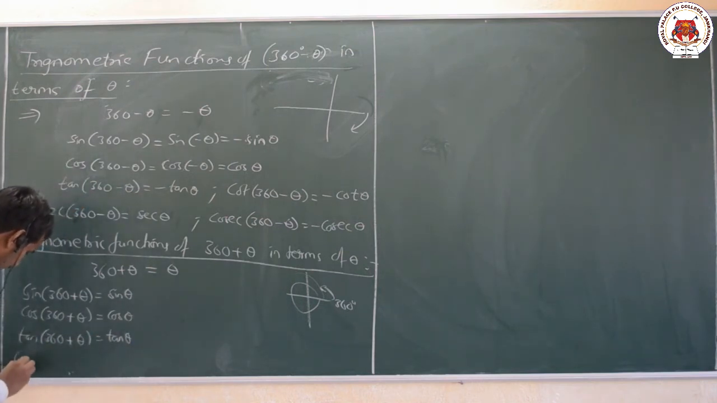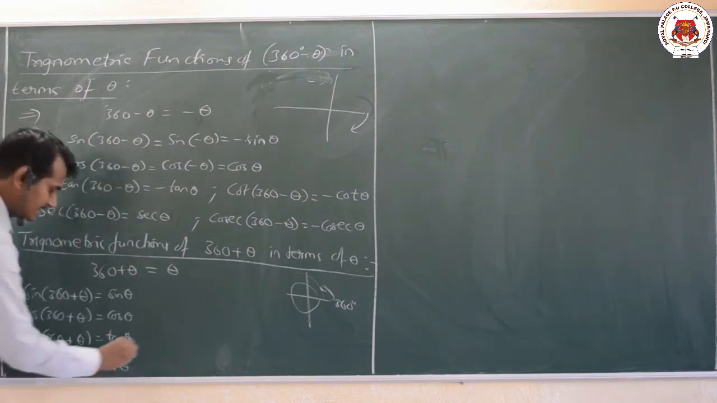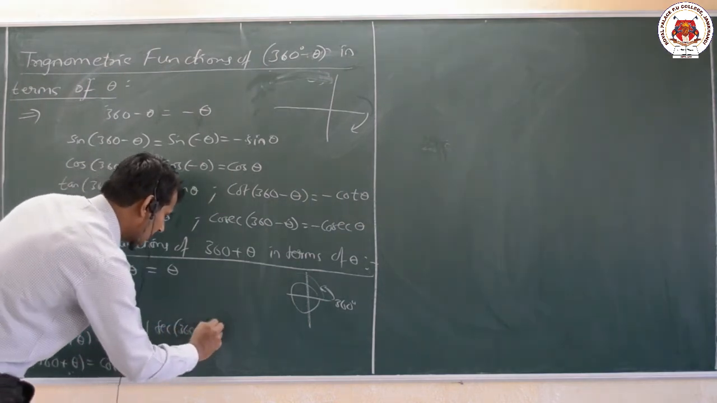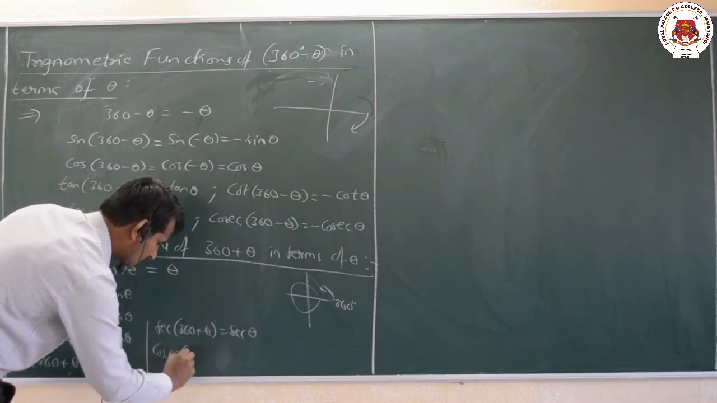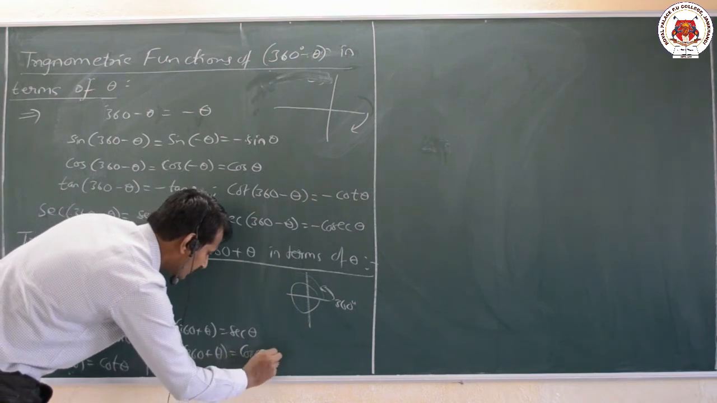Similarly cot of 360 plus theta, the value will be cot theta. And similarly secant of 360 plus theta, the value will be secant only. And at last cosecant of 360 plus theta, the value will be cosecant theta.